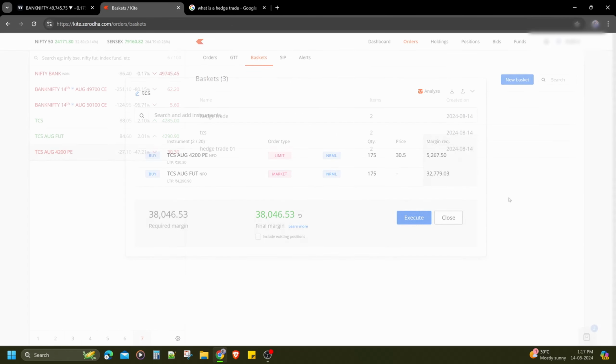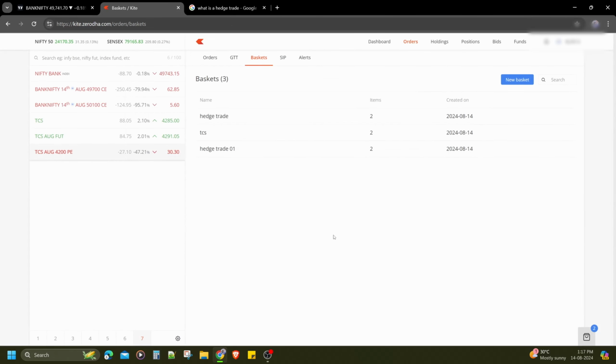I am using Zerodha, so I have shown how it works in Zerodha itself. If you have any doubts or if you want me to cover any other brokers, please let me know. I will try to cover it.